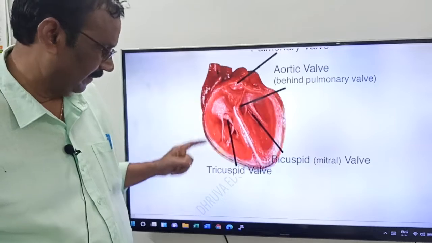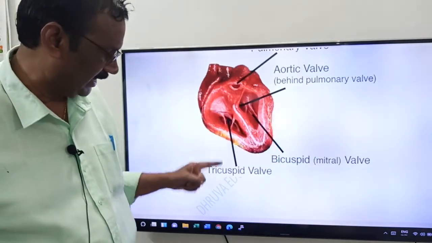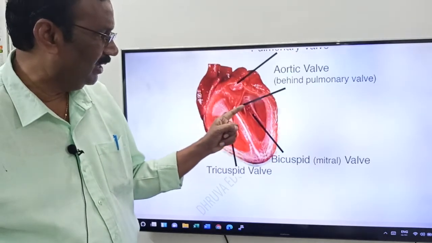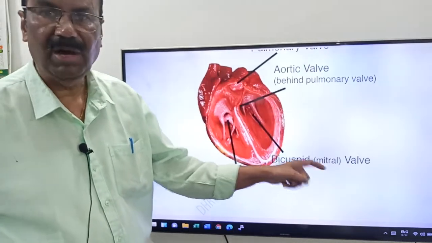See friends, this is the right atrium and right ventricle. In between these two there is what, friends? This is the tricuspid valve. This is the left atrium and left ventricle. Here we have what, friends? This one, friends: the bicuspid valve or mitral valve.